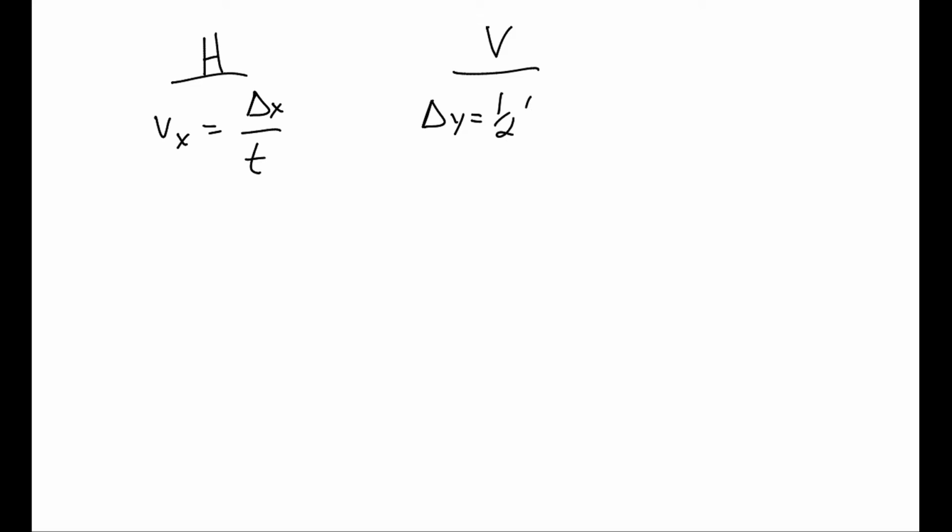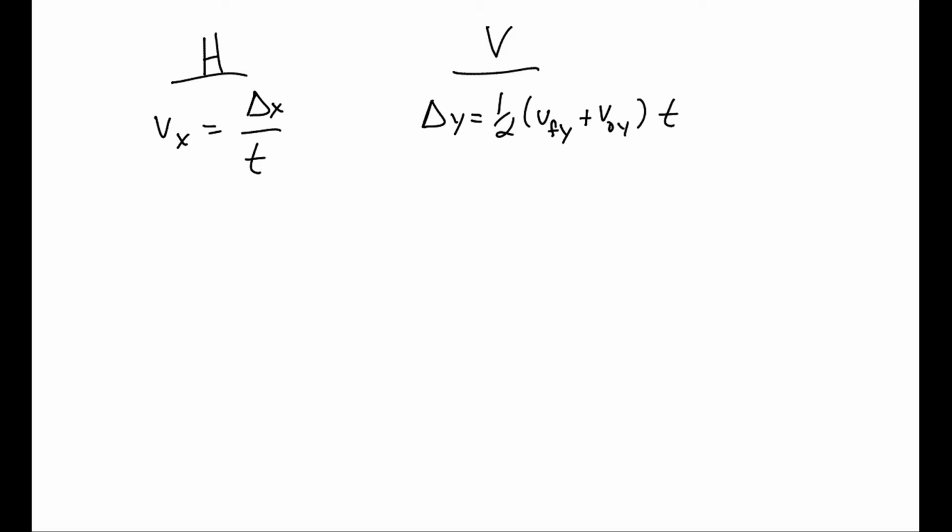So this is practice problems for 2.1. First thing we're going to do is write down the equations we're going to be using. In the horizontal direction for the projectile problems, we're going to use Vx equals delta x over t. In the vertical direction, we've got delta y equals 1/2 (vfy plus voy) times time.